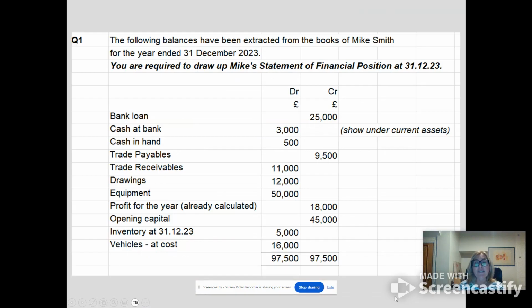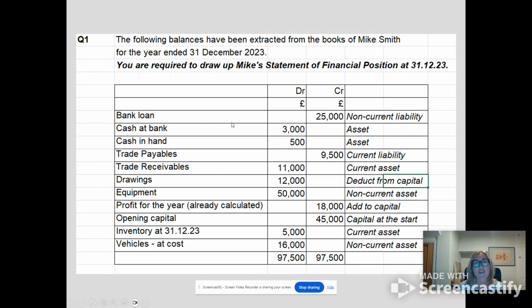Okay, so let's have a look at one now. We've got Mike, who we need to draw up a statement of financial position for, and we've got a trial balance here. Someone's already worked out the profit for the year, that was £18,000. So everything else we're left with should be either assets, liabilities, or something to do with the owner's capital, either capital itself or drawings. Now the starting point for this, I think, is to actually look down and make sure you can identify what all these things are.